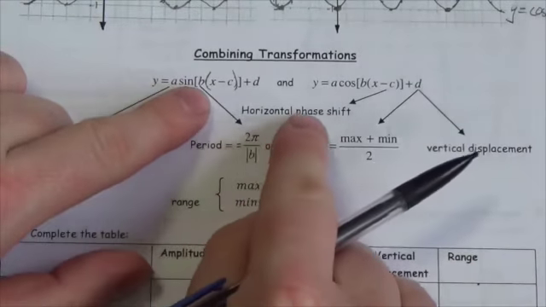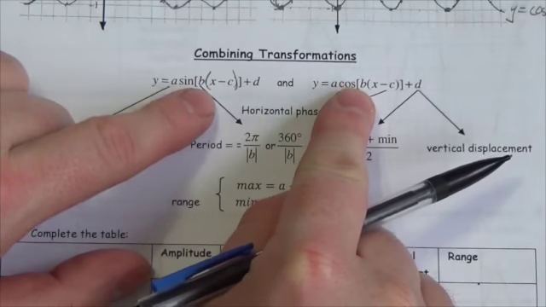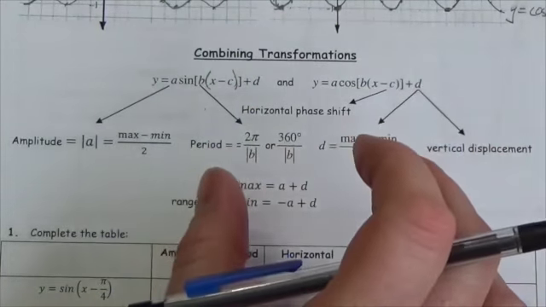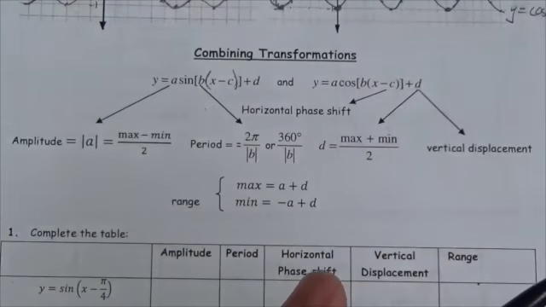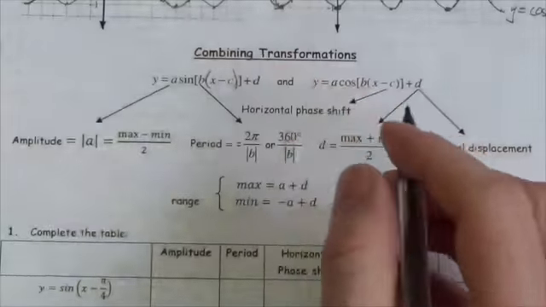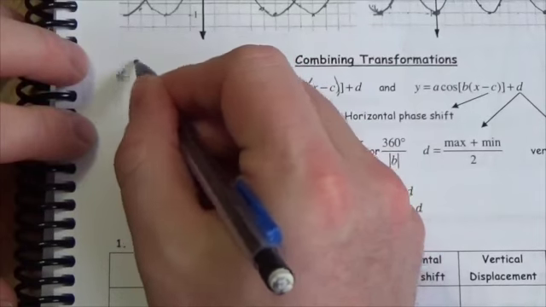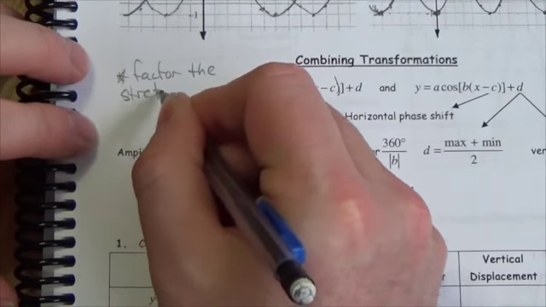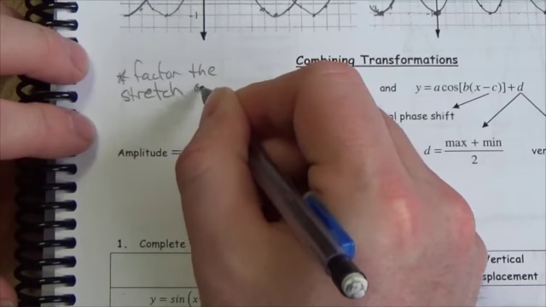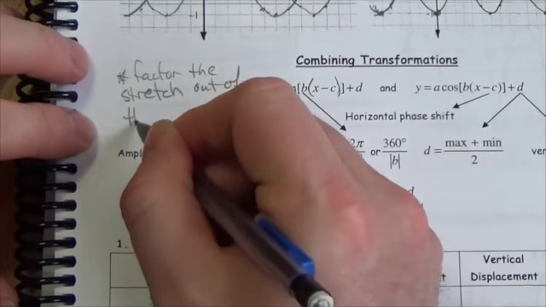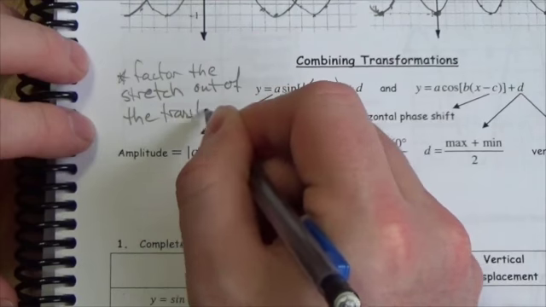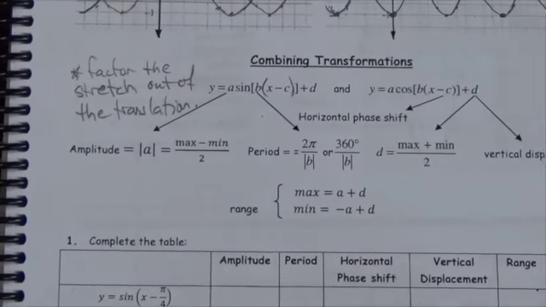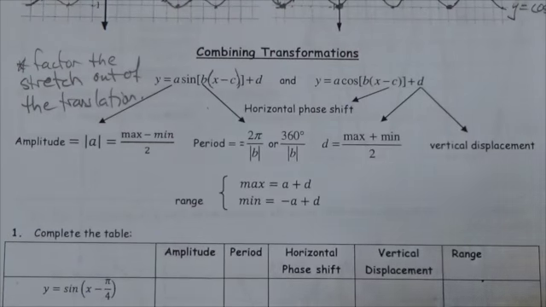One of them is, remember that the horizontal stretch always needs to be factored out of the translation in order to see clearly what's going on, okay? So remember, always remember here, factor the stretch out of the translation. Now, hopefully you remember what I'm talking about here. It will come up here shortly as an example, but hopefully you remember what I'm talking about.